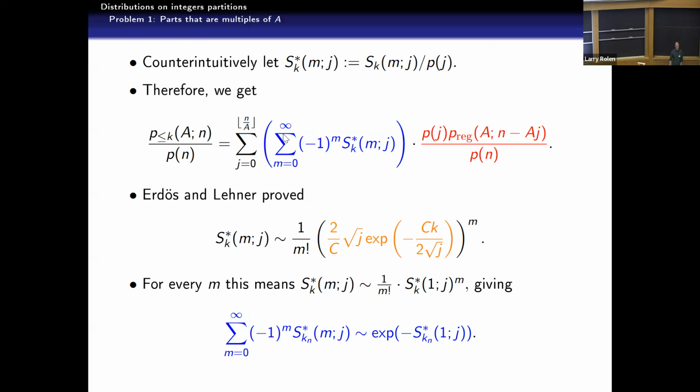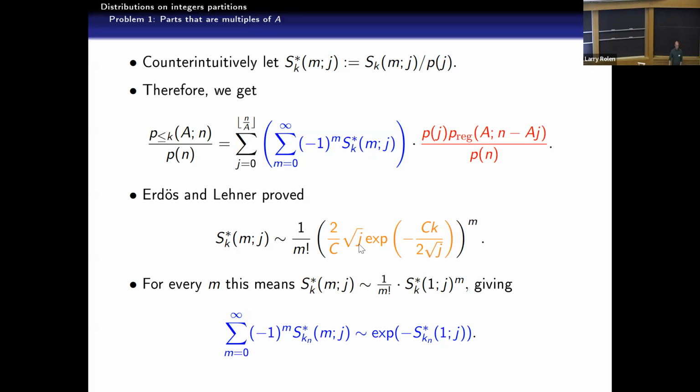Next step, this piece here in the middle turns out to behave fairly nicely if we divide by P of j. So we're going to try to normalize this piece in the middle by P of j. Of course, that means we've got to multiply by a P of j up here on the right. But this inner sum here, we've taken those S_k's and divided by P of j. Turns out those have fairly nice asymptotic properties. Erdős and Lehner showed that they look like this.